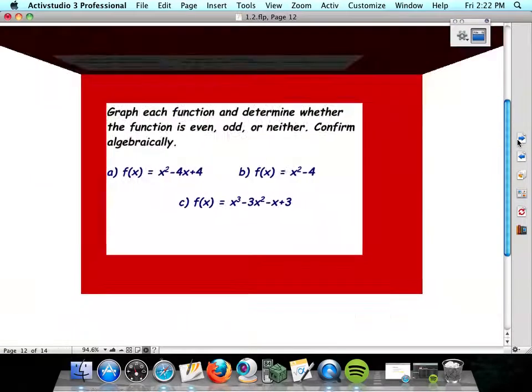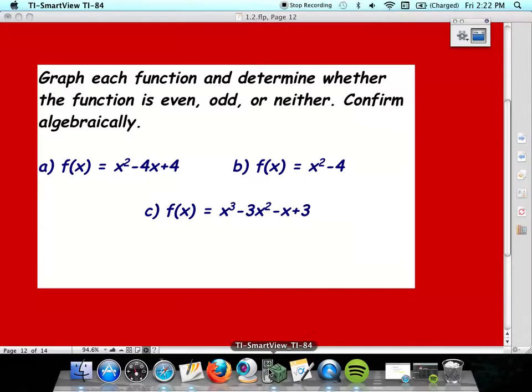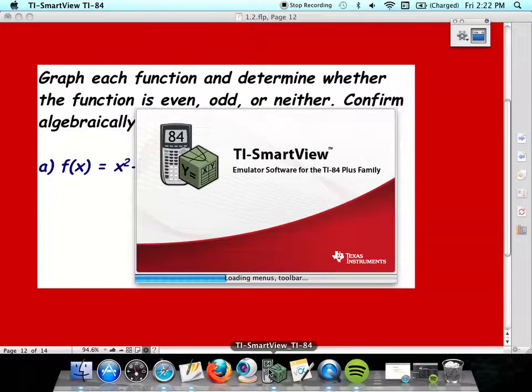So let's check these out real quick. Graph each function, determine whether the function is even, odd, or neither. Confirm algebraically. I didn't have my calculator ready, so I'm going to talk to you for about 3 seconds. Just kind of ramble here while it comes up, maybe 5 seconds or 7 seconds.